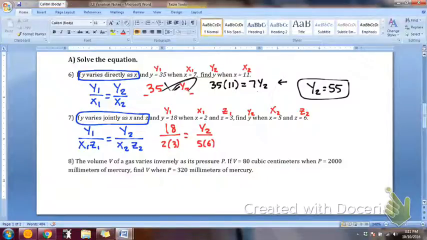Now let me encourage you. Before you cross multiply, you need to resolve this. So that becomes a 6, and 5 times 6 is 30. So before you cross multiply, simplify your multiplication there. So that now when you cross multiply, you're going to do 18 times 30, and you do 6 times y2. It's going to make life a little bit easier for you, okay? Go ahead and solve it out.